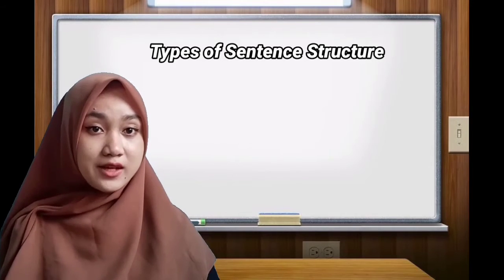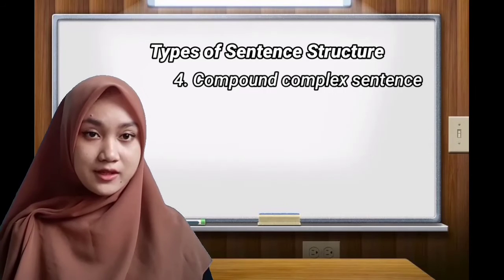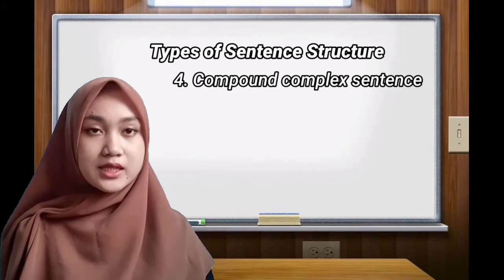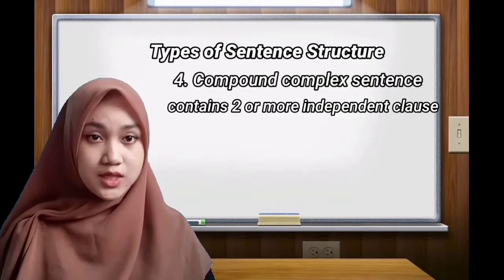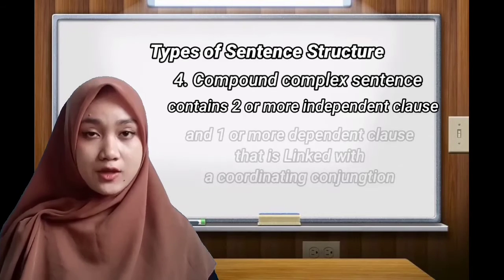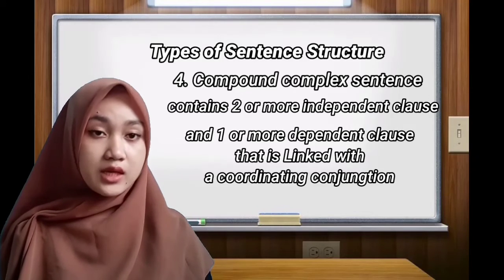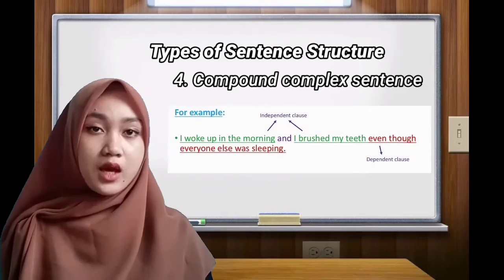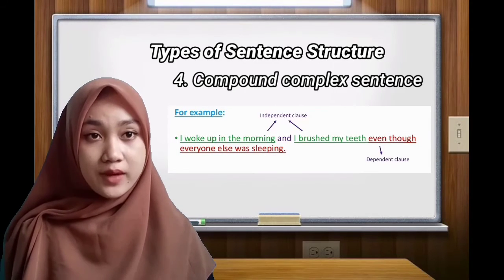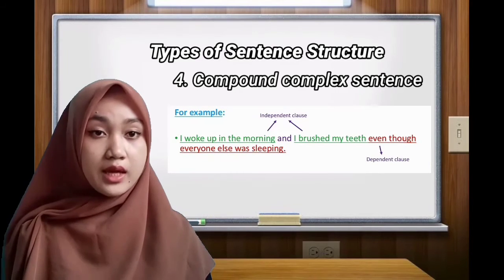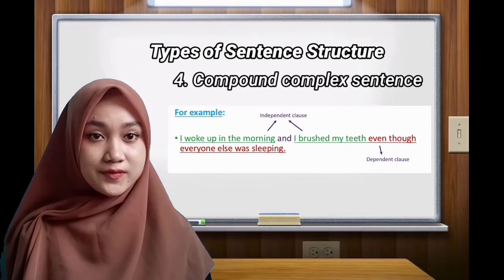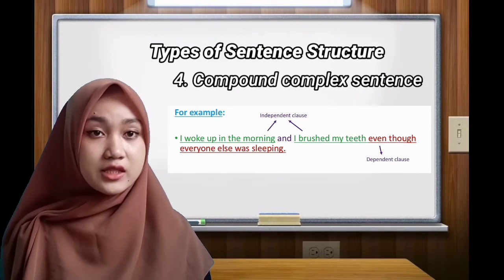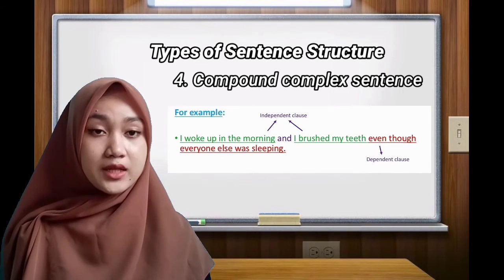And the last type is compound-complex sentence. A compound-complex sentence contains two or more independent clauses and one or more dependent clauses, linked with a coordinating conjunction. For example, I woke up in the morning and I brushed my teeth even though everyone else was sleeping. Here we can see the dependent and independent clauses.